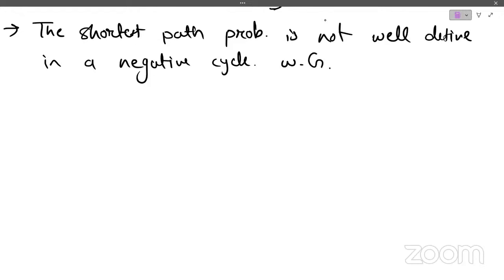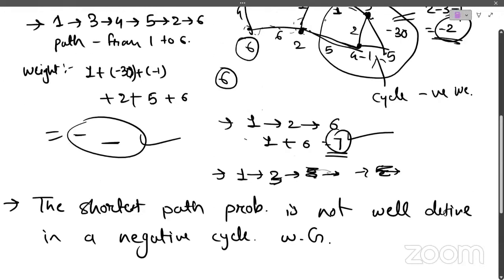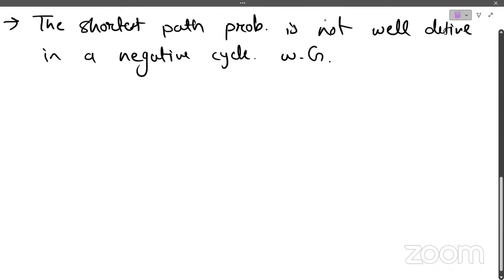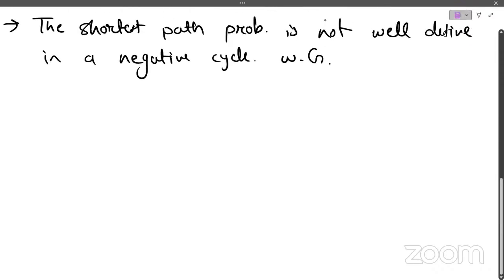So the main point for explaining this example is that if you have a weighted graph which contains a negative cycle, then you cannot talk about the shortest path between any two vertices. Okay.